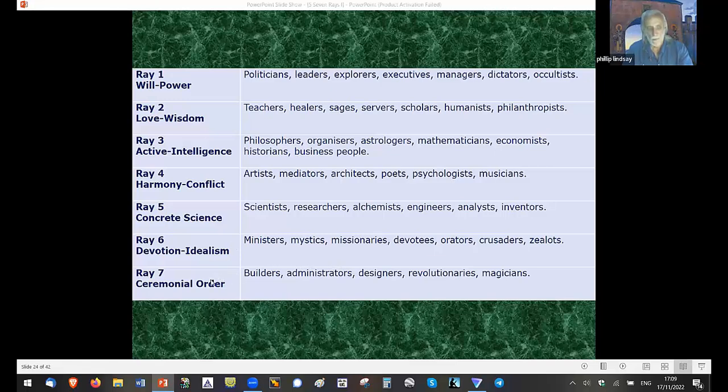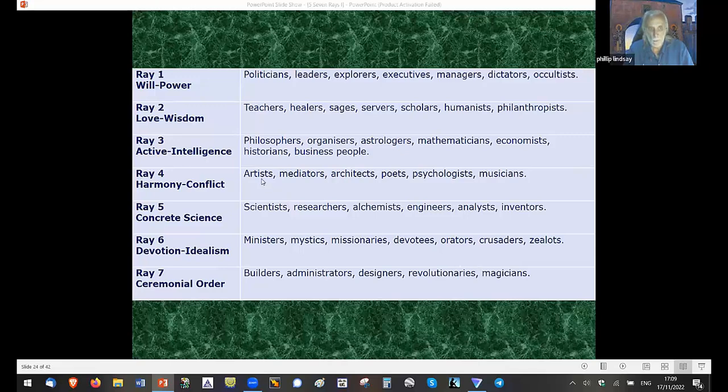Ray 7, we don't know the master who's the Chohan of this. The Master R or Count Saint Germain used to be the Chohan of the seventh ray, custodian of this ray. And so we have the builders. We have builders with the second ray too. Administrators, who are really essentially organizers, designers, revolutionaries, magicians. And so we can see certain rays work very well with each other.